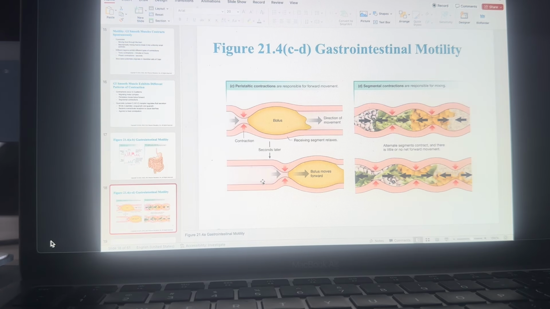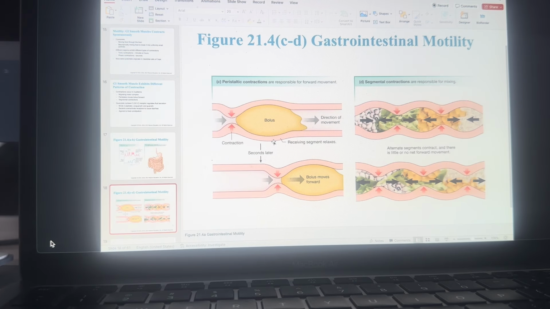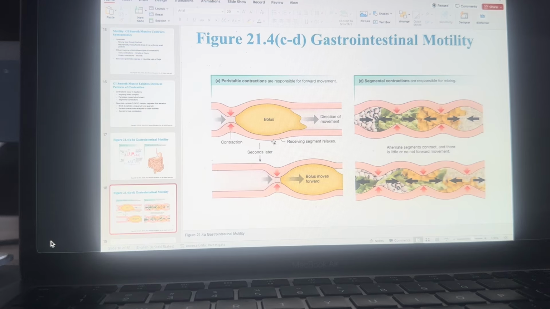And so here's a diagram showing you those different types of motility movements, right? When you have the bolus of food moving down your GI tract, it could go through peristaltic contractions, where you squeeze one end and push the food in one direction, or through these phasic contractions, you could mix the food around back and forth, sloshing it around, right? Those are called segmental contractions. They alternate back and forth so you can move the food around.